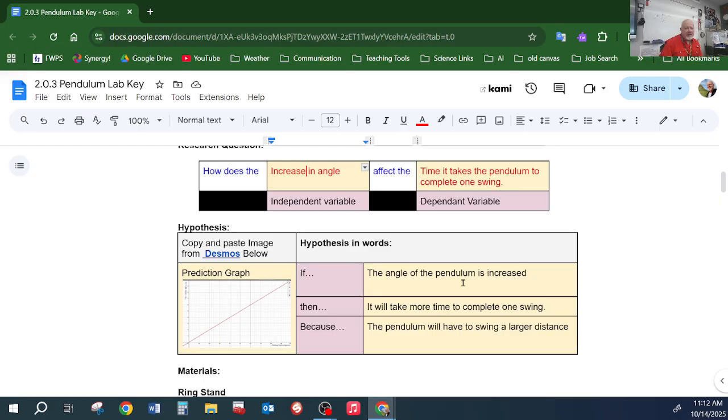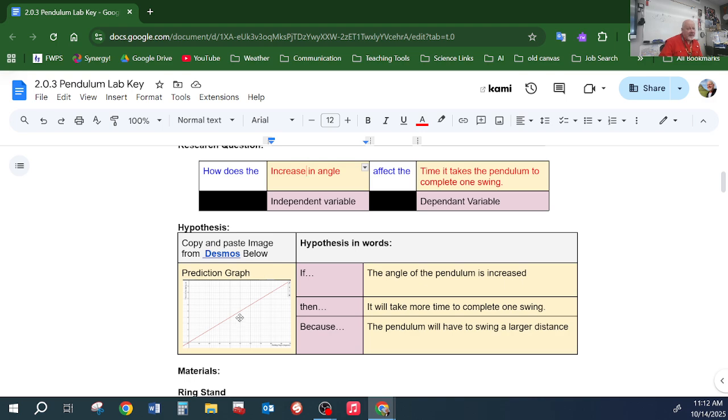If we increase the angle of the pendulum, then it will take more time to complete one swing because if you look at it, the pendulum's got to go a further distance to complete that one swing. Perfectly reasonable hypothesis.